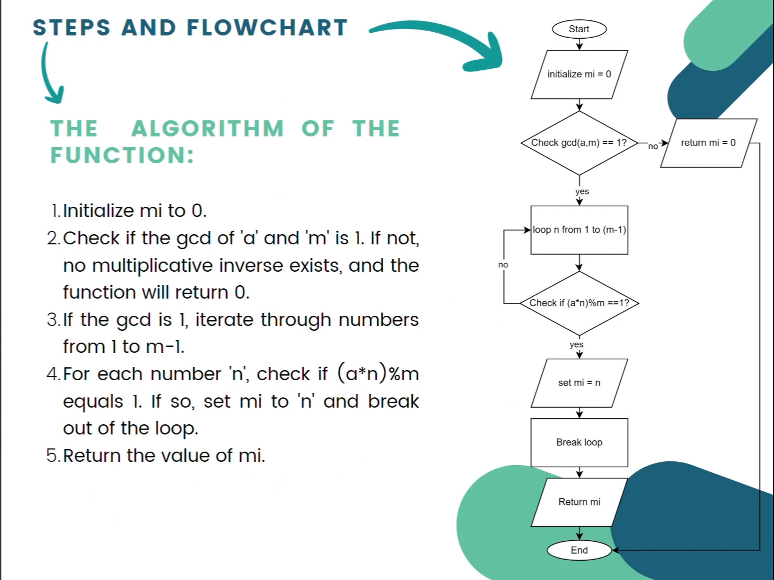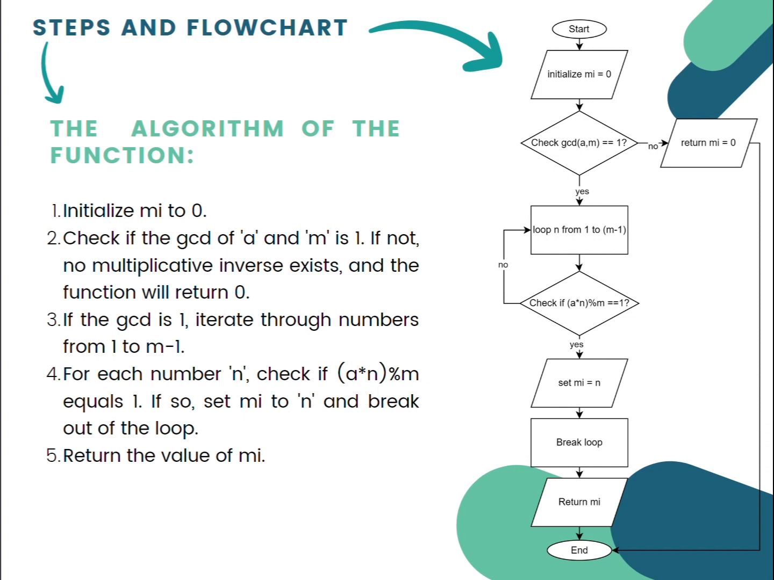These are the steps in the flowchart. It starts with initializing MI to 0. Then it checks the GCD of A and M. If it is not 1, then the MI does not exist and the function will return 0. Then the program will end.